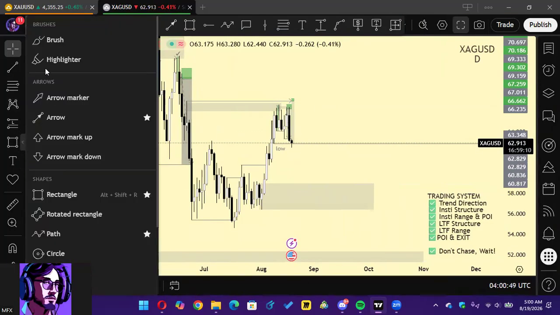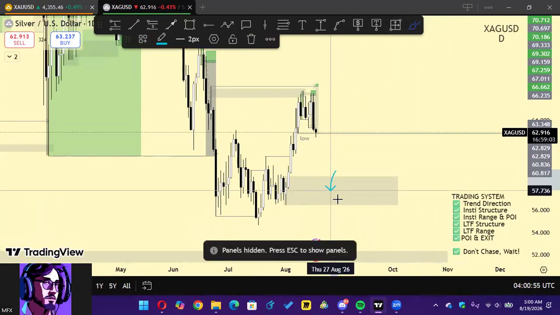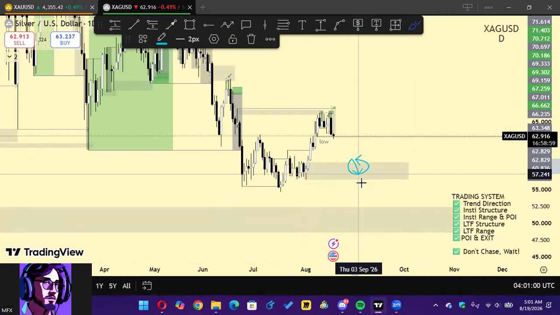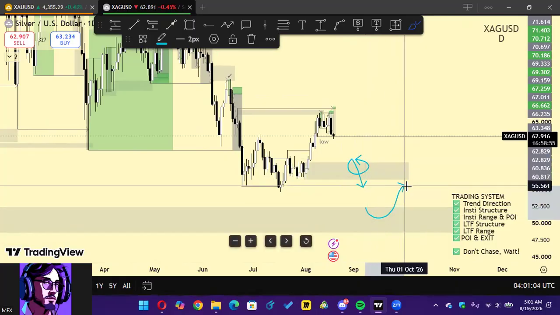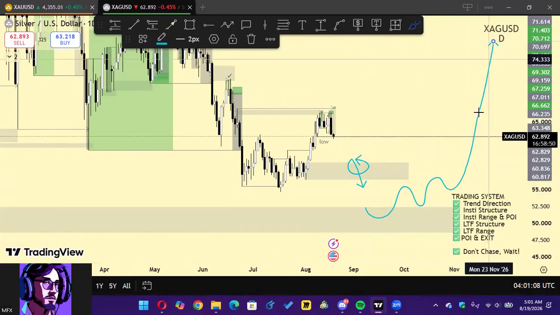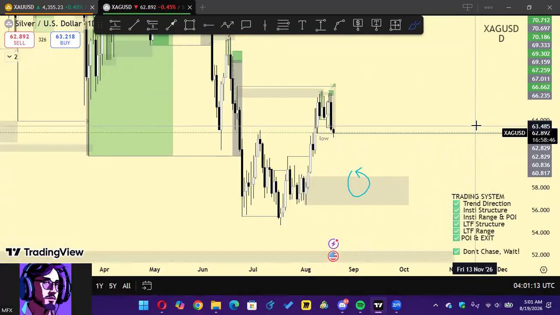I need my brush. I'm just going to wait to see what price will do when it gets to this POI. If it keeps selling, of course I'll take the sells until we mitigate the institutional POI and give us a double formation. Then change your trend, from the trend.